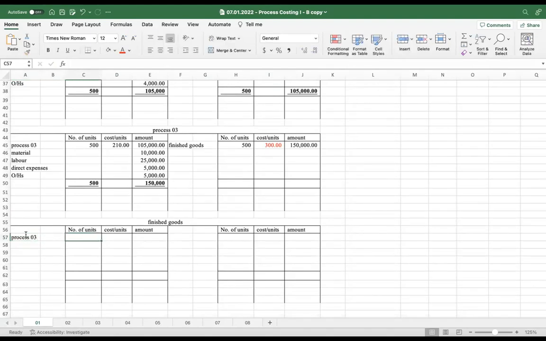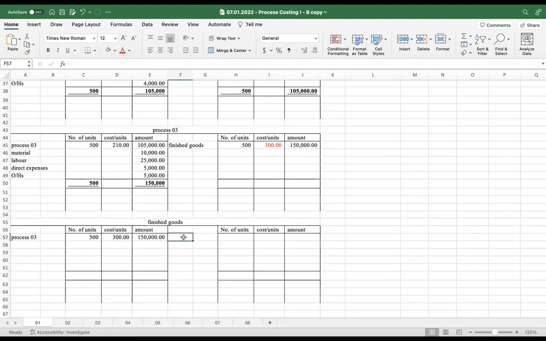Now finished goods. Process 3, they are coming from process 3, right? 500, 150,000. So the cost per unit will be 300. Now here, these are in the finished good account. Once we sell these finished goods, what will happen? We will transfer this to the cost of goods sold. So we are removing the value from here and sending it to the cost of goods sold.